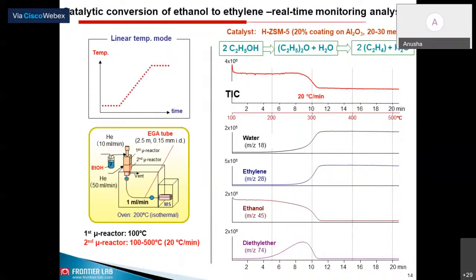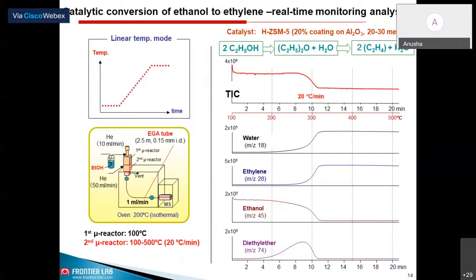So the system consists of a tandem microreactor, GCMS, and also an EGA tube. EGA is nothing but a very simple tube that directly connects into the MS detector. So no separation analysis takes place because we are not using any separation column here. This is how the online real-time monitoring analysis takes place. Since the EGA tube is so short, it's very quick, only 20 minutes, that's it. It won't take lots of time.